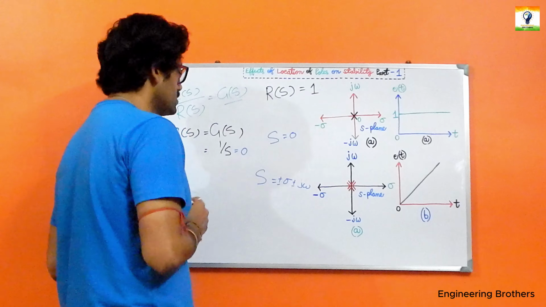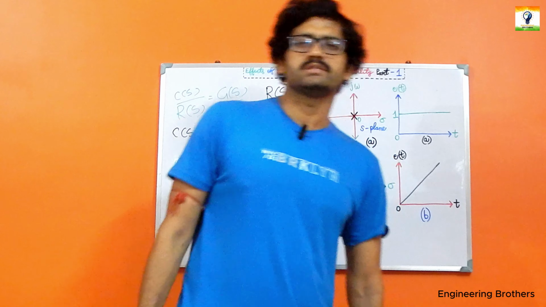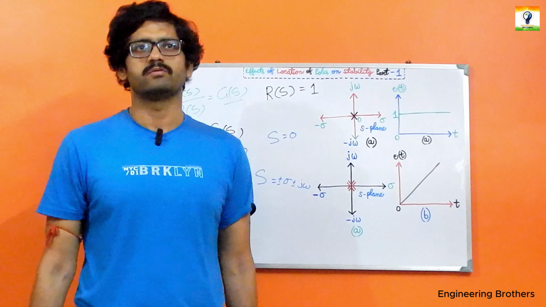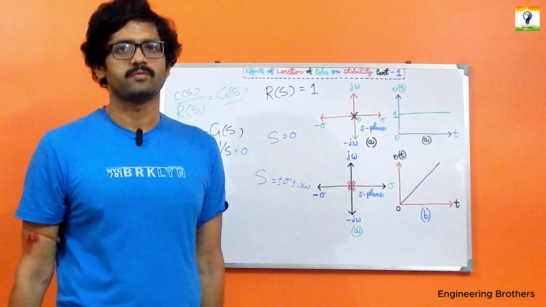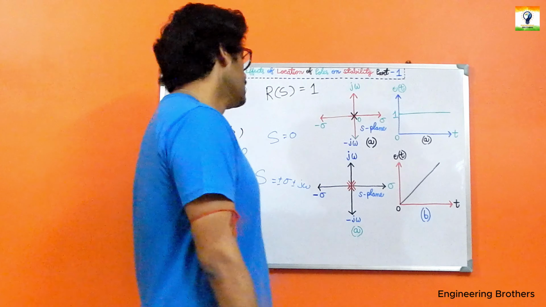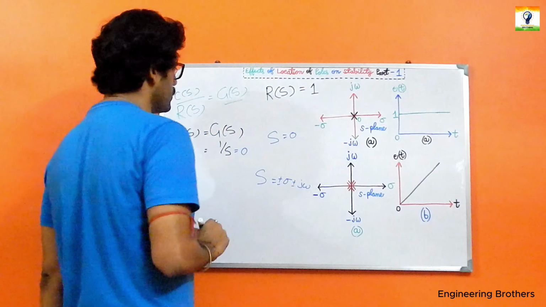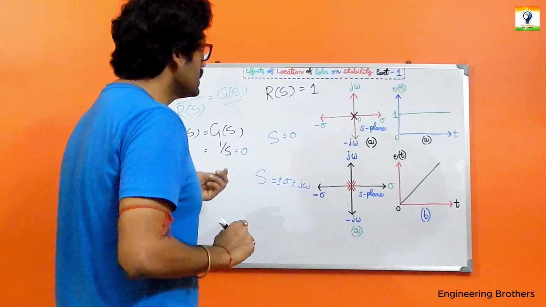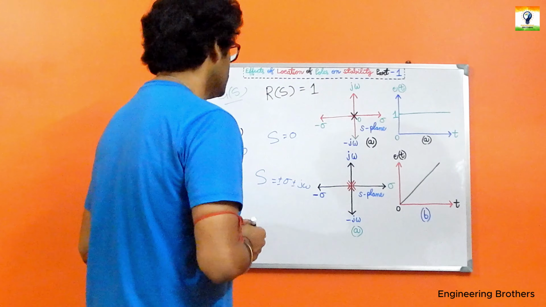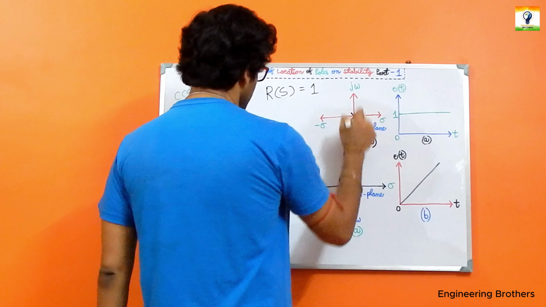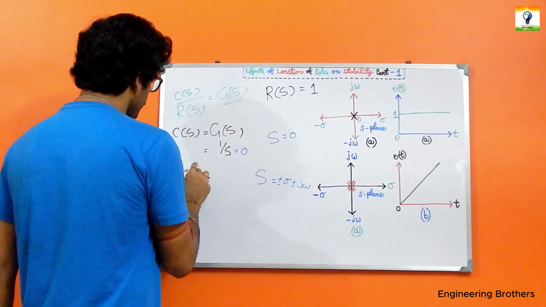Now what is the definition of our poles? We do know, according to the definition of the pole-zero plot in the first chapter of our control systems, if you consider the denominator part equal to 0, that ultimately gives us the location of our poles, and we have done that accordingly. Now quite naturally C(s) will be 1 by s.